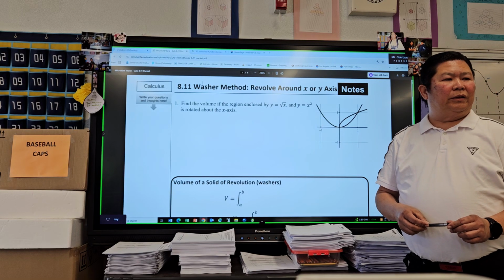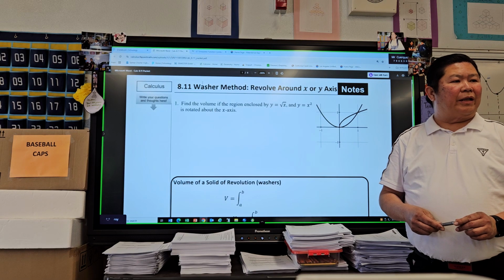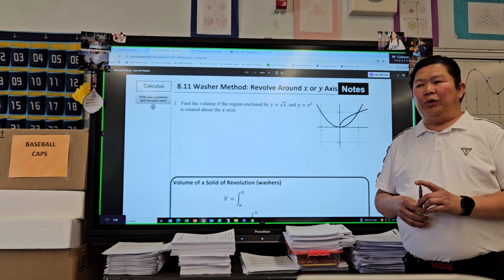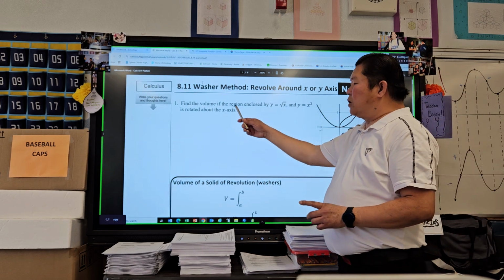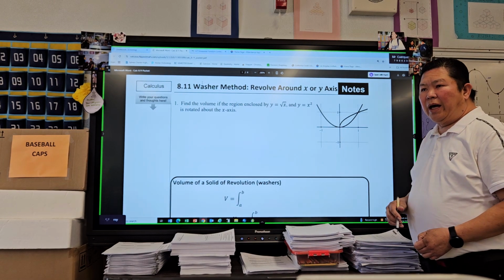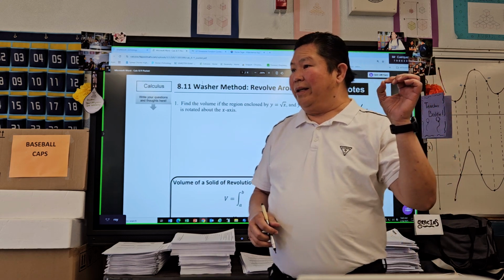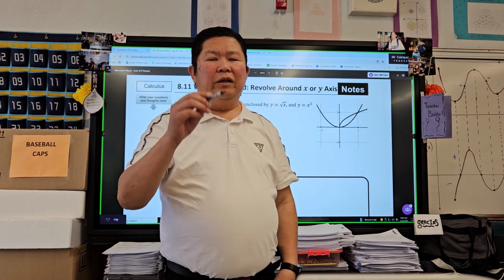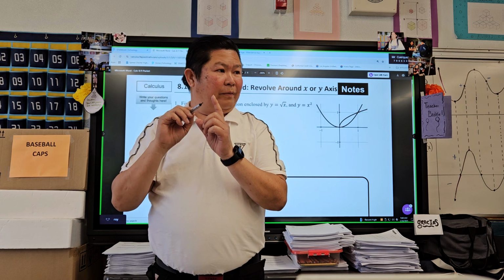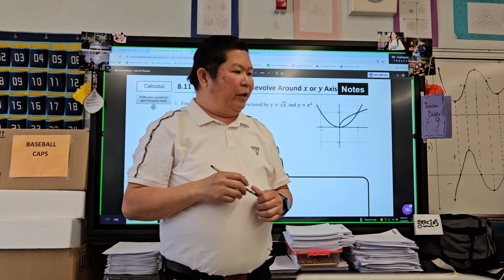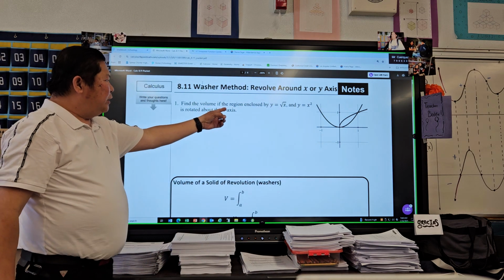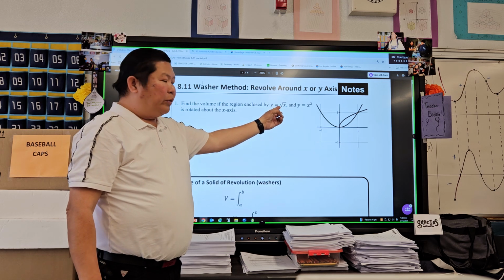The next lesson, and this is the second to last topic of the entire course of AP Calculus, 8.11, and it's all about the washer method, and then revolving around the x or y axis. So you know what a washer is, right? Imagine a washer has also a circle inside, right? That's a washer. Okay, so the problem says find the volume of the region enclosed by y equals square root of x.